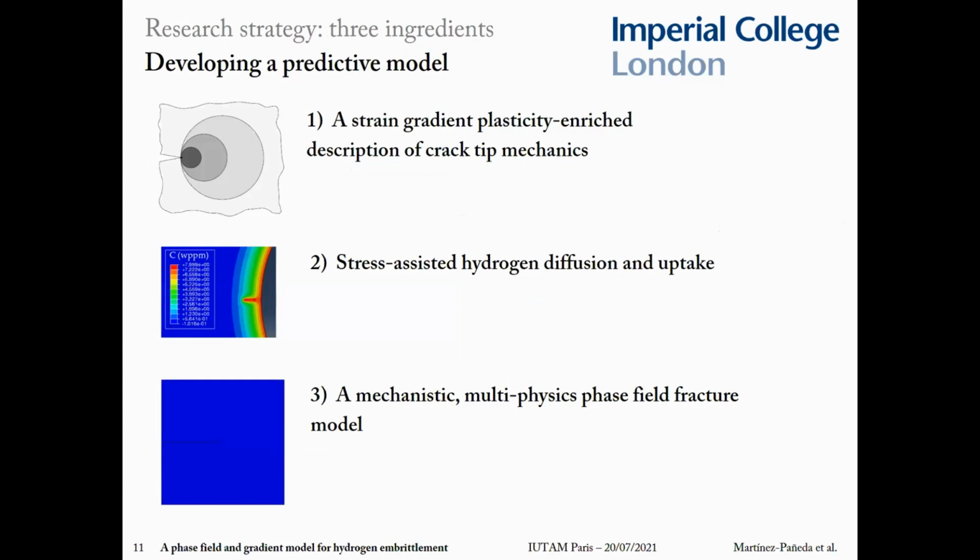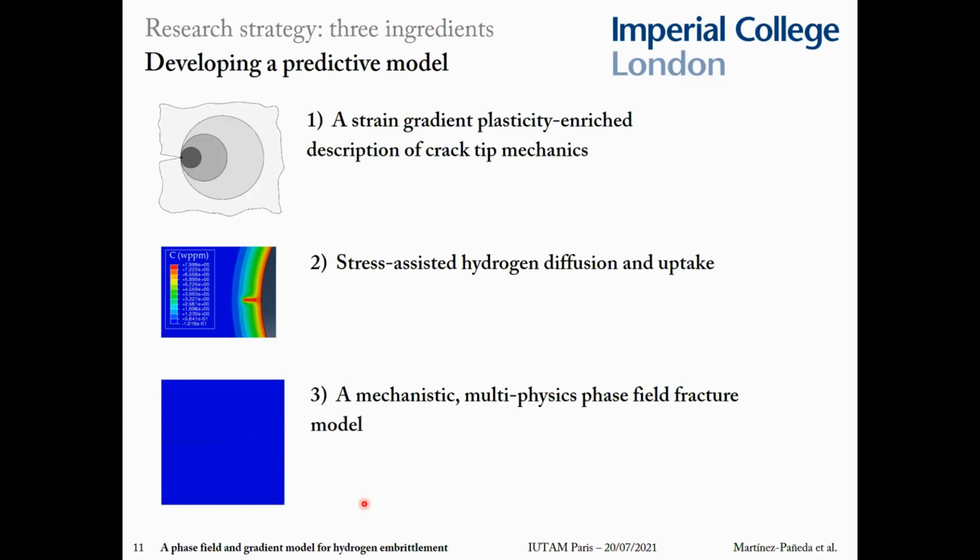And this model has basically three main ingredients. The first one is a strain gradient plasticity-based description of crack tip mechanics. And I will explain why this is important. The second one is, of course, you also want to get the chemistry right. So you want to model hydrogen diffusion and ingress and couple this with the deformation problem. And then finally, we want to develop a multiphysics model that can deliver predictions. So we use phase-field fracture for that.